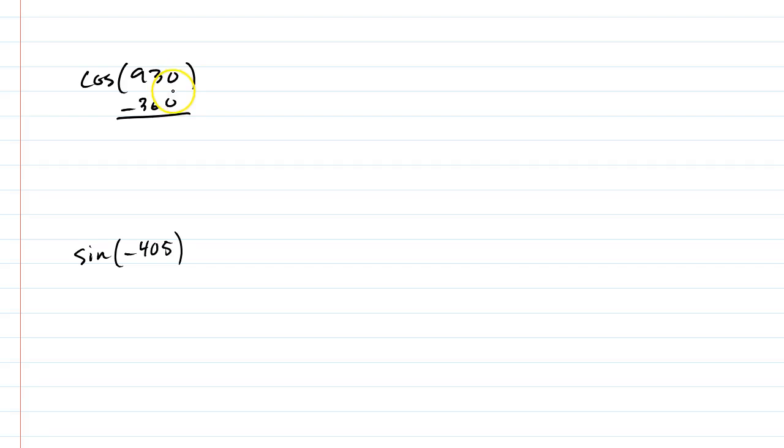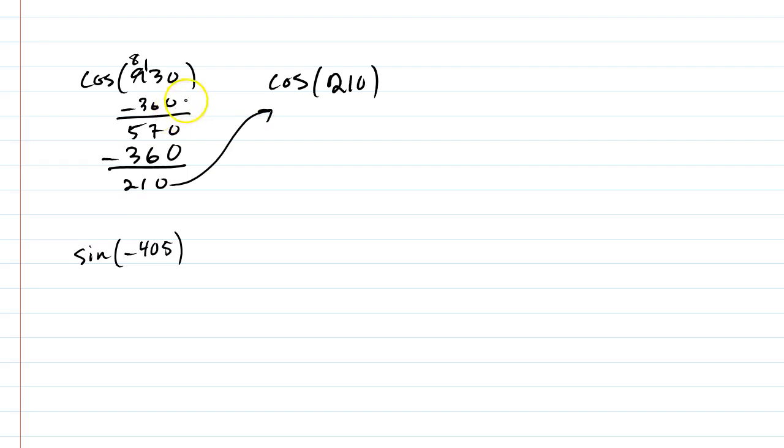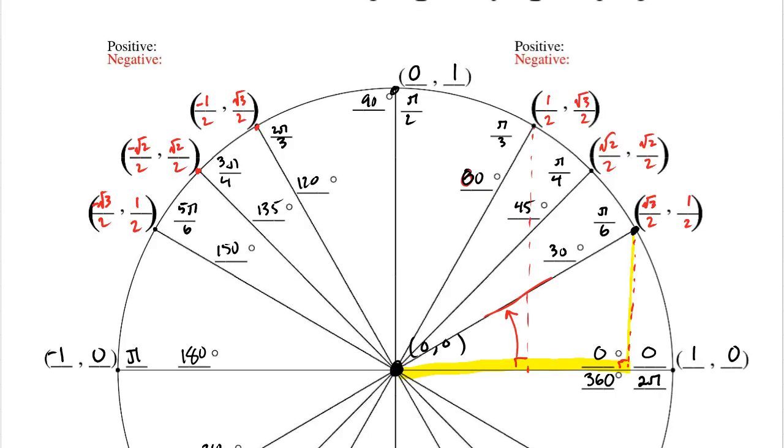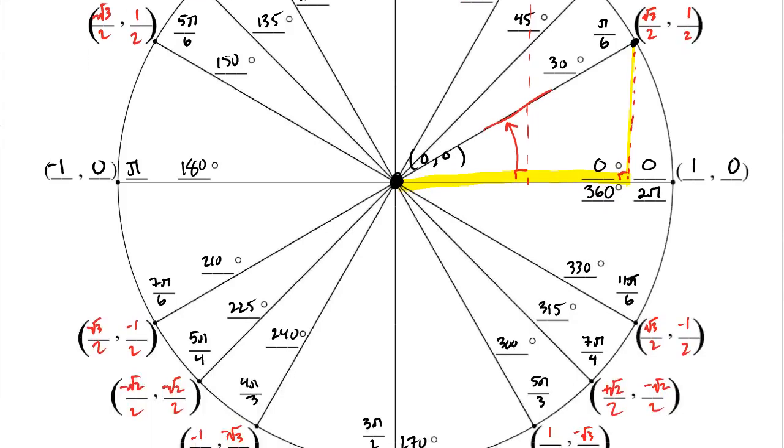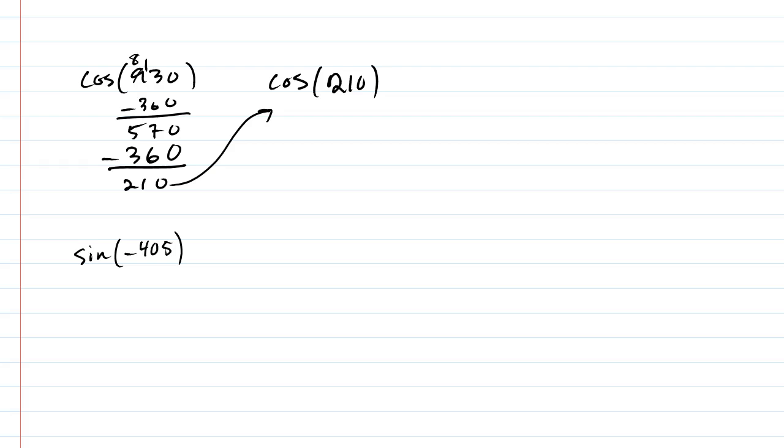So like here, if we take away 360, I get 570. I'm going to take away another 360. Okay, so really we're asking the question, what is the cosine of 210? What that's saying is that if we were to go to 930 degrees, we'd be traveling around the circle twice and then landing actually at 210. Looking at my unit circle, 210, the cosine is negative root 3 over 2.